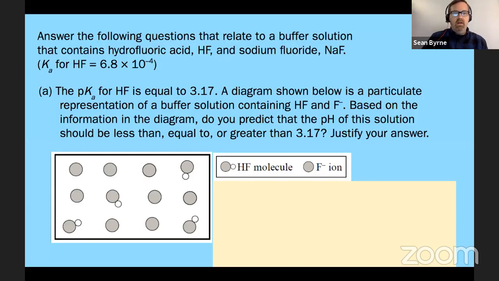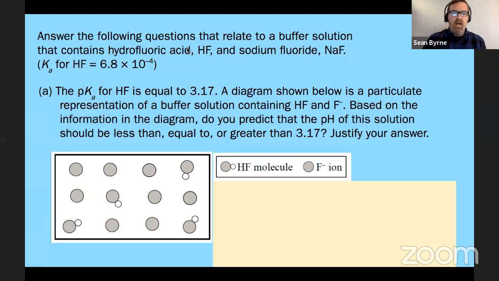I will project just the problem, so this would be a great opportunity maybe for you just to stop and take a look, try to answer the question on your own before you move on. So all of the questions, I think we have 4 of them today, have to do with a buffer solution. There's a great lesson yesterday from Mr. Fairbaugh on buffers. And this particular buffer contains hydrofluoric acid and sodium fluoride.